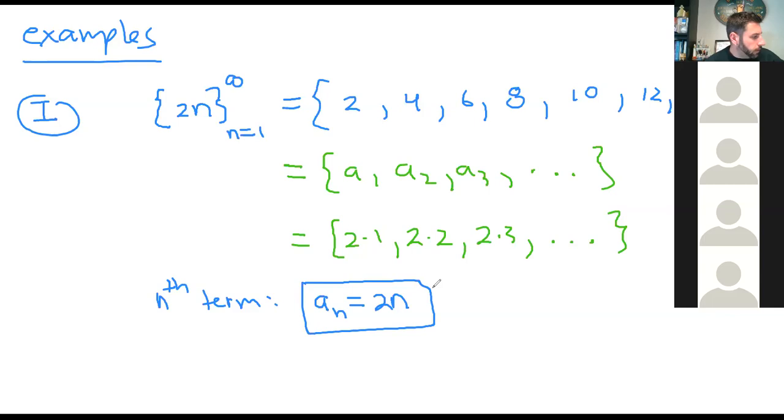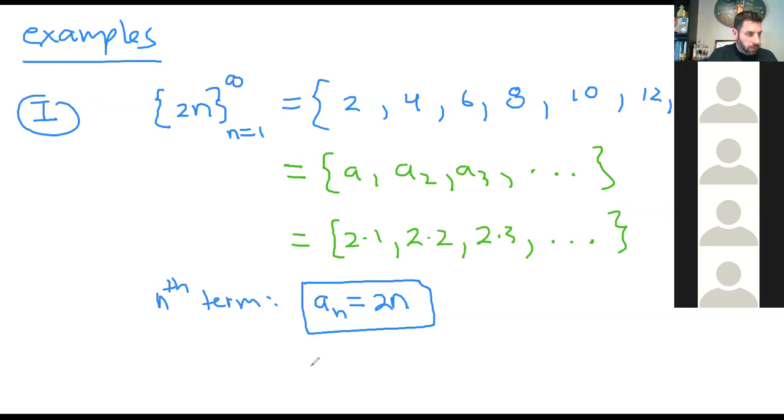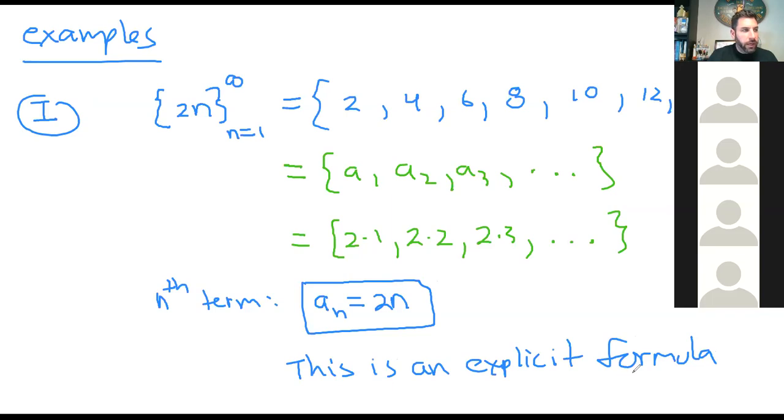Okay, so that's the list of even numbers. Now let's do another example similar to what we did earlier, if I may. Oh, by the way, let's go back. I want to go back because this is important to note. So note this is an explicit formula. You can generate the 400th term just by using this formula.